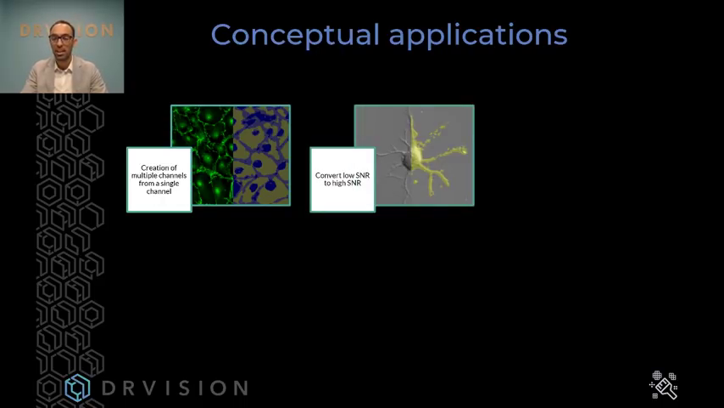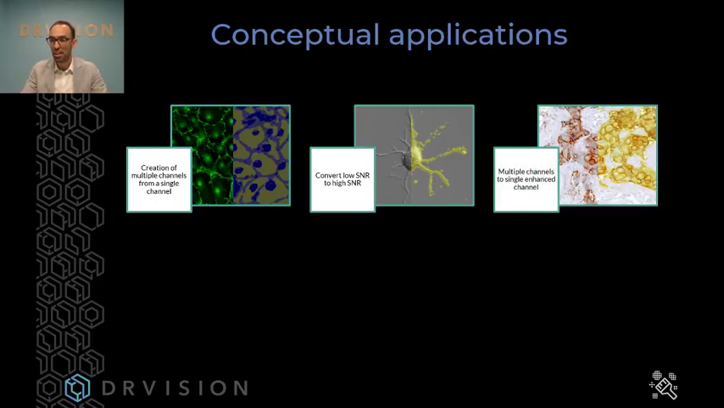So that's one. Another one is converting very low signal-to-noise images to high signal-to-noise images. And this applies to MRI images, to CT scans, phase contrast microscopy, and in this case is a DIC image. And it's really superb for this kind of application.